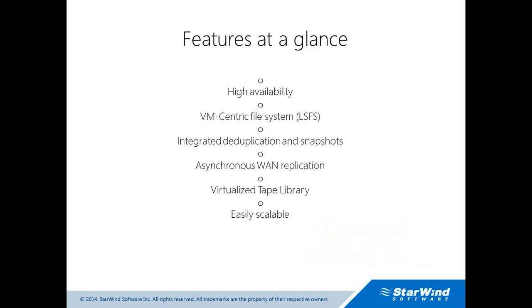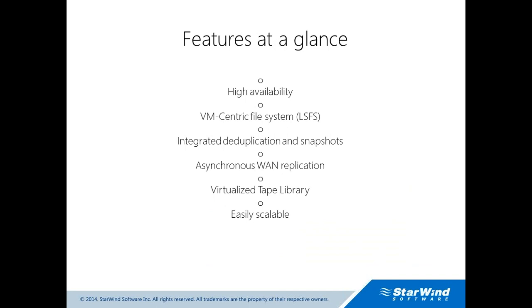A new thing we've added with the version 8 we have just announced is the VM-centric file system, or LSFS. Basically, it takes all random writes, all the I/O blender your virtualization environment puts on the storage, and converts it into big sequential blocks. So instead of having, let's say, 75 IOPS from standard SATA drive, you can get much more than that just by making those IOPS sequential. The VM-centric file system comes with integrated deduplication and snapshots. For your convenience, you can always roll back.